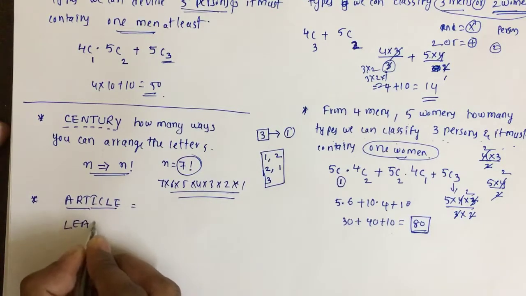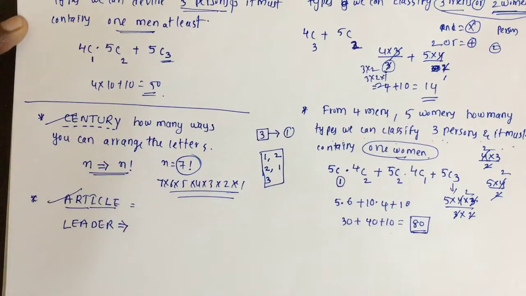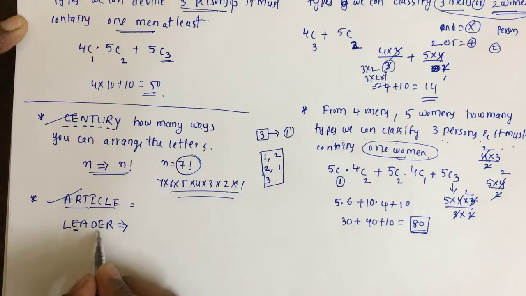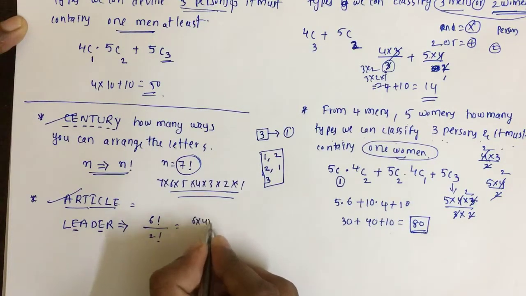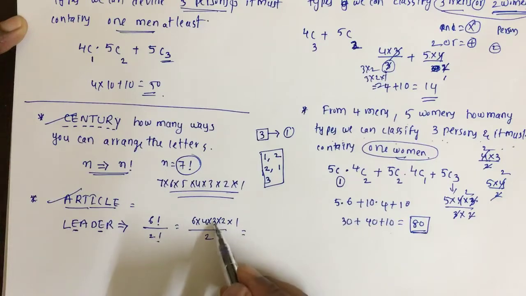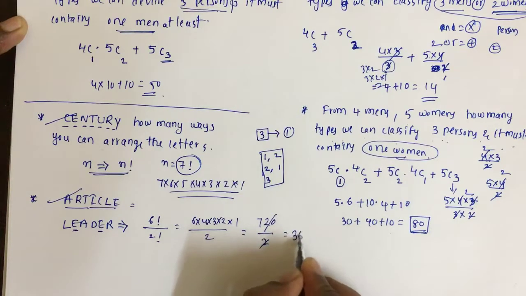And we have "leader". Yeah, this is very, very important. Till now, in these two, century and article, the letters are not repeated. But in "leader", the letter E is repeated twice. In that case, what we will do? Total how many letters? 6 letters. 6 factorial divided by, for the repeated letters, that much factorial. Here 2 letters are repeated, that's why 2 factorial. So the answer will be 6 × 5 × 4 × 3 × 2 × 1 divided by 2. If you do this, 3 2s are 6, 6 4s are 24, 24 6s are 720. 720 divided by 2, the answer will be 360.